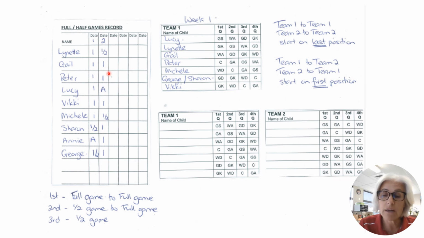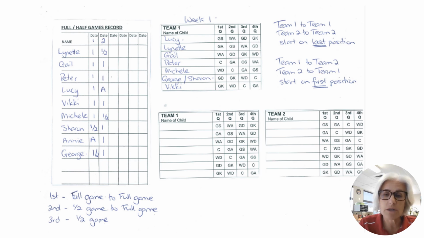Second thing you need to work out after looking at the draw is what rotation you're on. So if you're Team 1 the first week and then the following week you're Team 1, you look at that little picture in your book where it says a game for all and there's a little box with the key underneath it. Team 1 to Team 1, or Team 2 to Team 2 the second week, the kids always start on the last position that they started on the week before. If you are Team 1 to Team 2 or Team 2 to Team 1 the following week, you start the kids on the first position from the week before.